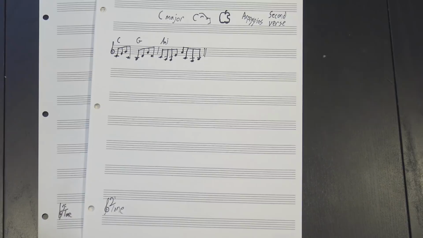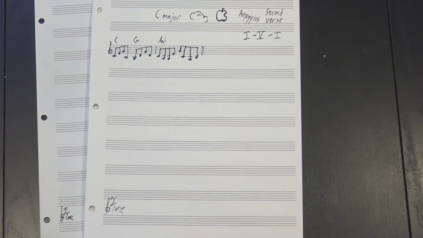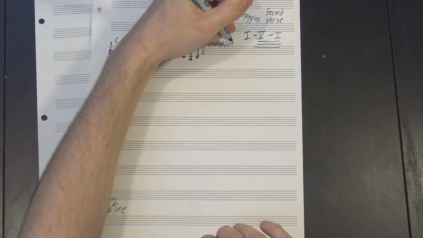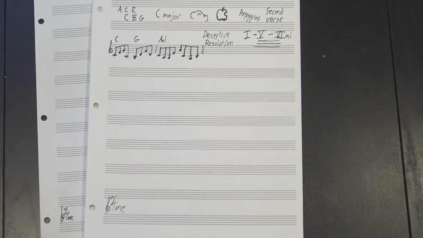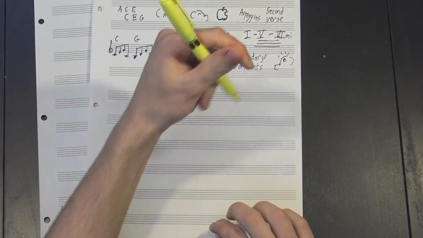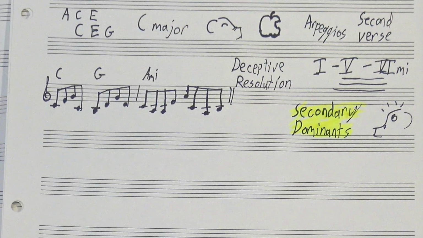In the key of C major, it's the classic 1-5-1 progression, but with this bit replaced with what's called a deceptive resolution, where we go to a chord that's like C, but not quite C. Of course, we're not in C major, but if we viewed this as a sort of secondary dominant, I think it still works pretty well.